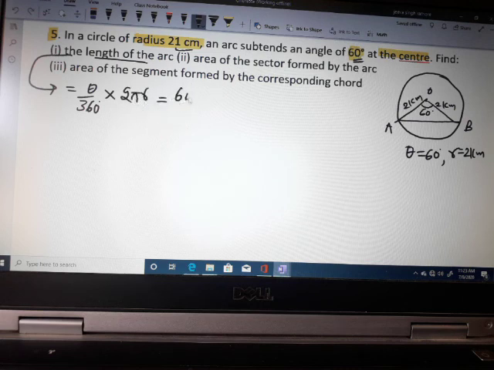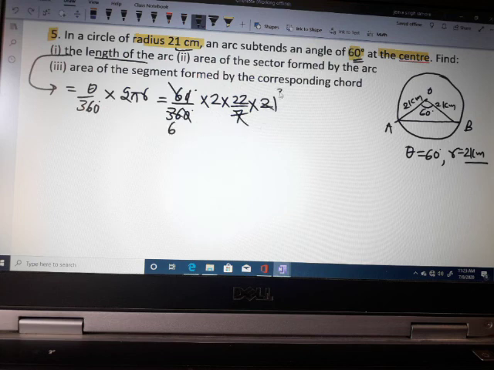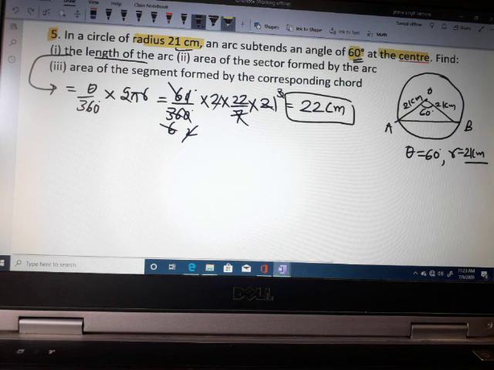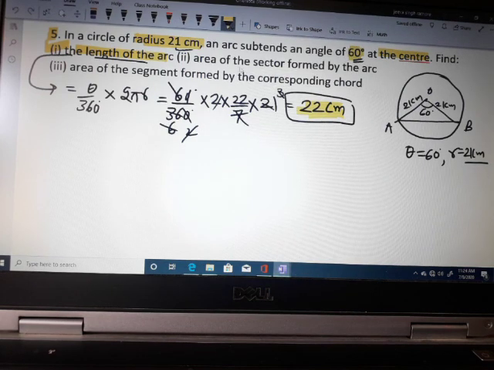Theta is equal to 60 upon 360 degree into 2 into pi equals 22 upon 7, and the radius of the circle is given 21 centimeter. After solving you will get 6 6s are 36, 7 3s are 21, 3 2s are 6, 2 2s cancel, that is equal to 22 centimeter. That is the first answer, the length of the arc will be equal to 22 centimeter. That's all. Next question. Area of sectors, that is the area of sectors formed by the arc.